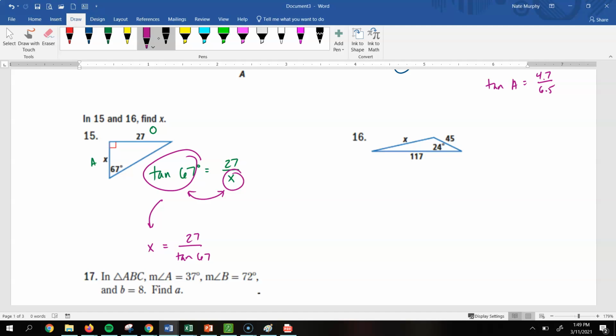Now you want to make sure that you recognize when to use your calculator in degrees and when to use it in radians. So for this one, make sure your calculator is in degree mode. So when you take 27 divided by the tangent of 67, you get the right answer, which is 11.46.